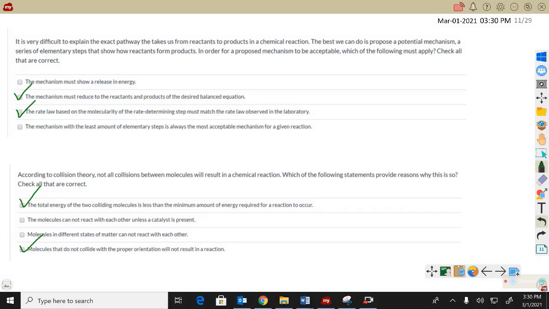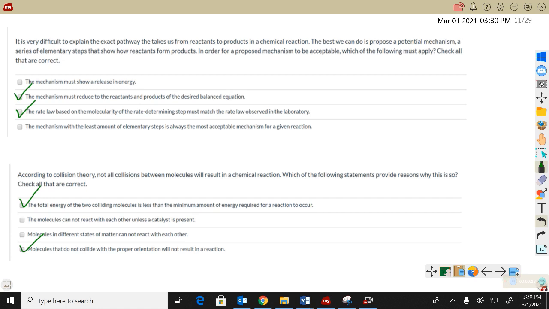Here's the multiple choice quiz on reaction mechanisms and energy profiles. There's a couple things in this section of the unit that come in twos, two rules of this and that. Here are the two rules of an acceptable mechanism.